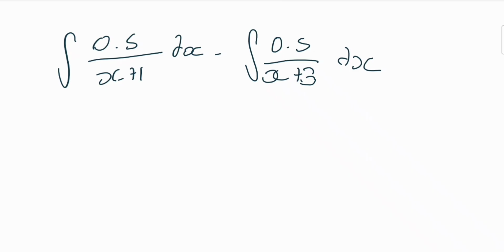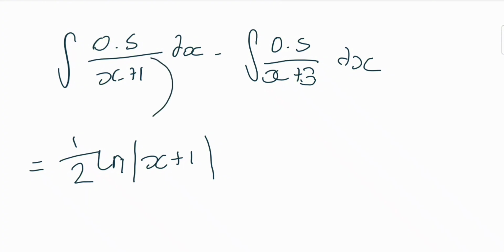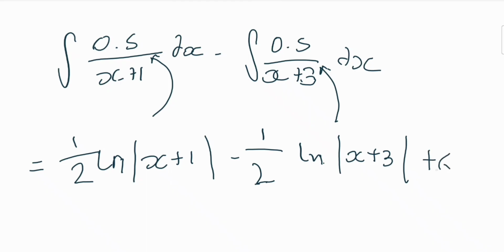Great. So the way we're going to do this is by taking the natural logs. So this is going to be equal to the natural log of the absolute value of x plus 1, because you can't have negative values inside a logarithm, times 1 over 2, or 0.5 in this case. So this is going to be subtracted by 1 over 2, as in 0.5, natural log of the absolute value of x plus 3, and then all plus c. So that is our first equation for partial fractions integration.